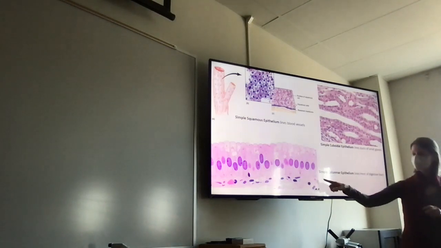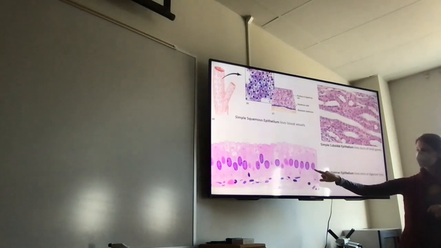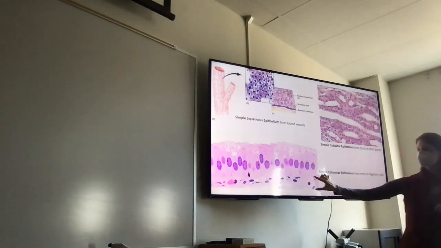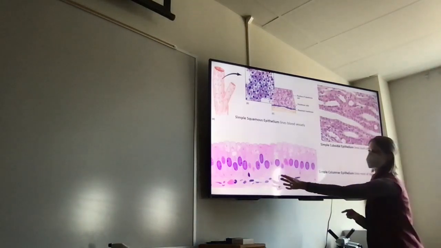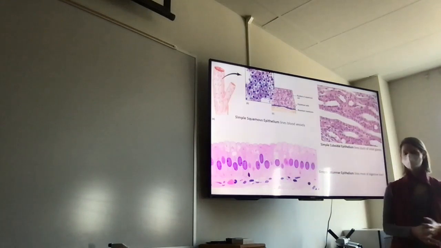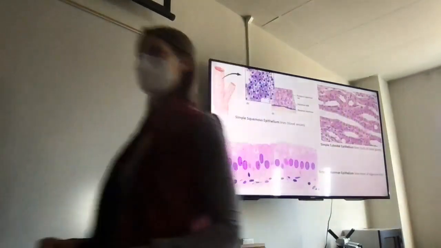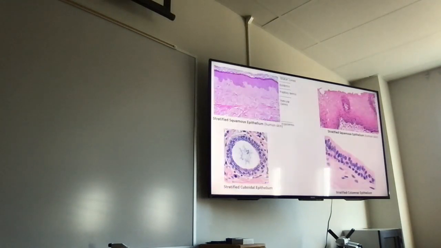And then simple columnar down here, pretty easy. Really tall cells with sort of ellipse-shaped nuclei. And then down here is the basement membrane, which is sort of hard to tell, but I would let you guys know that this is the basement membrane, and you only see 1 layer of cells, and they're really tall, so you know it's simple columnar. All right, so those are our simples. Moving on to the stratified.